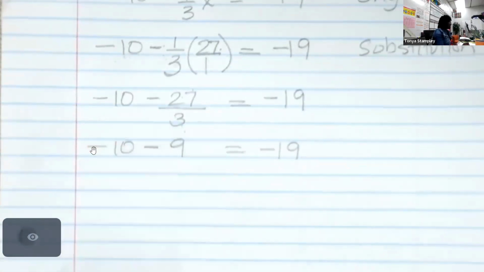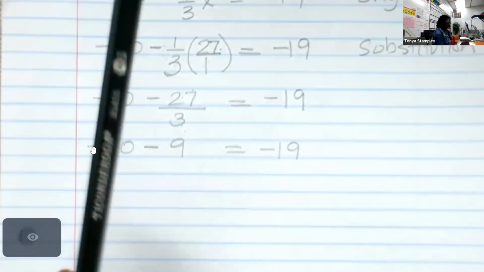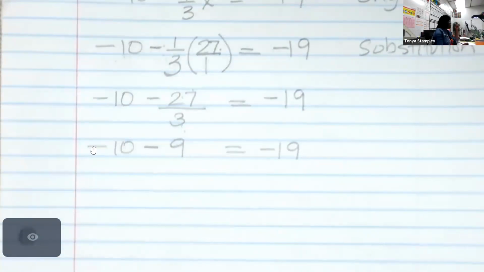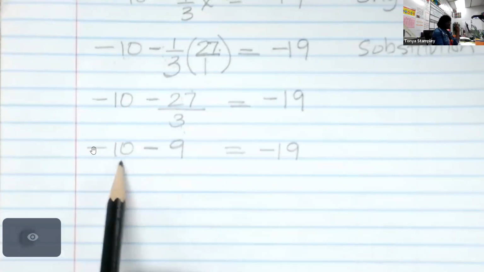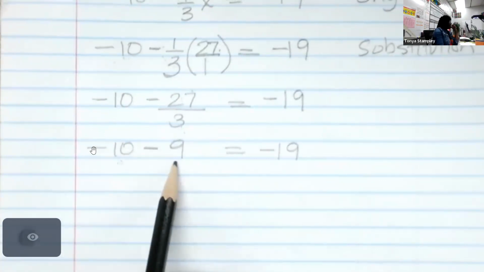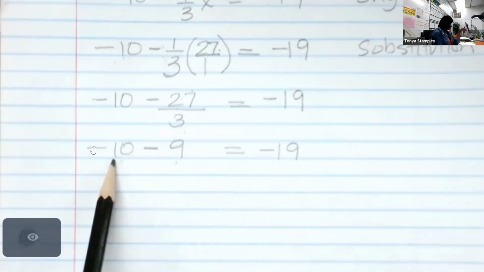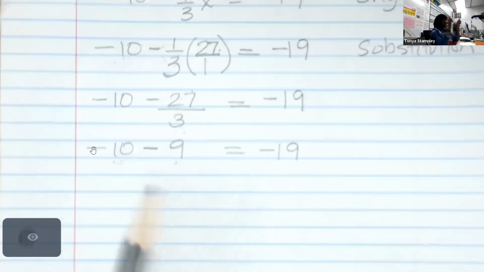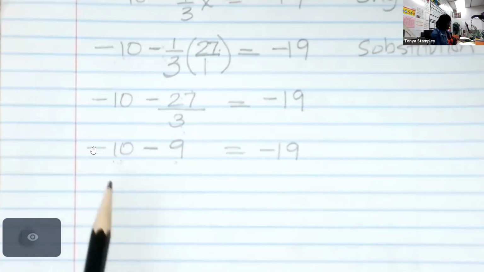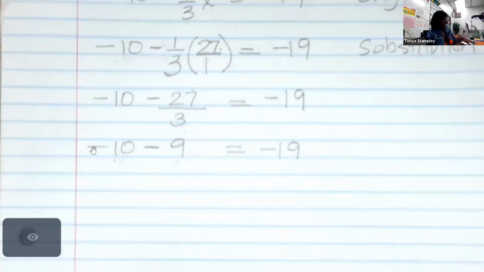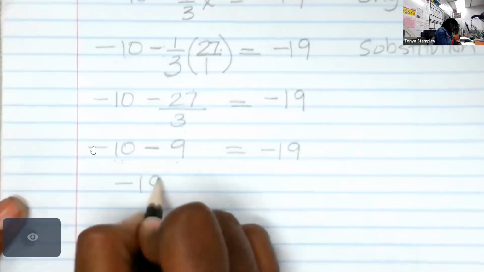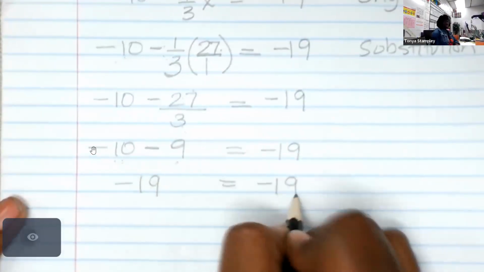Read this from left to right. What does it say? -10 minus 9. Give me the two integers that you see. What's this one? -10. What's this one? -9. I got 10 negatives and 9 more negatives. Here's my question. Do I have any zero pairs? No, because to have zero pairs, you need negatives and what? Positives. So I only got negatives. So -10 is 10 negatives. -9 is 9 more negatives. So what am I gonna end up with? -19. So this is -19 equals -19.